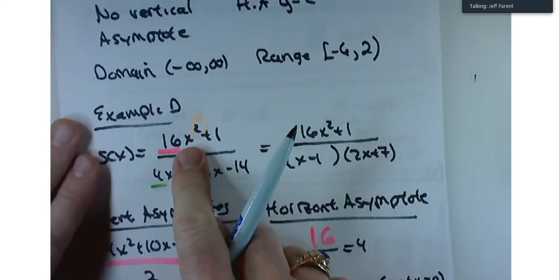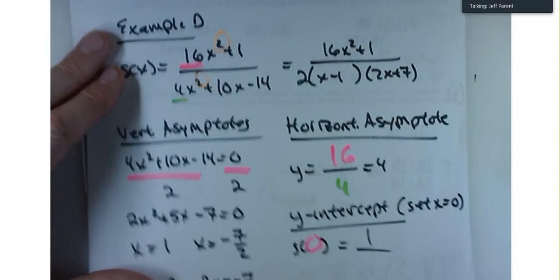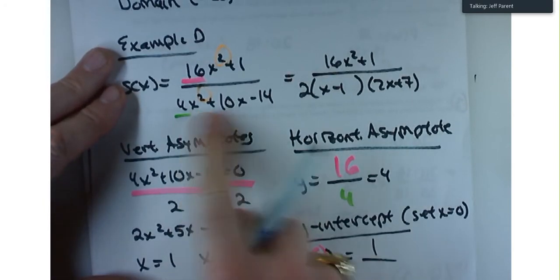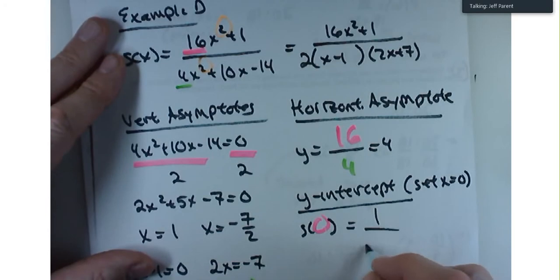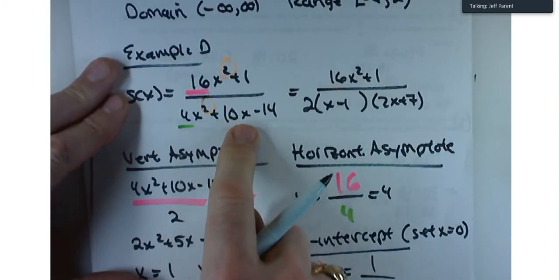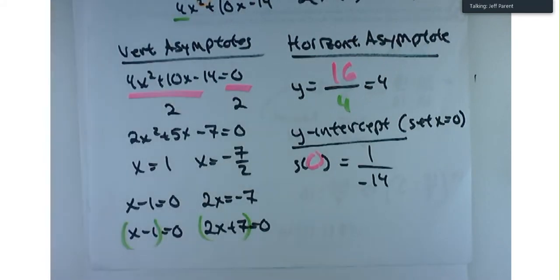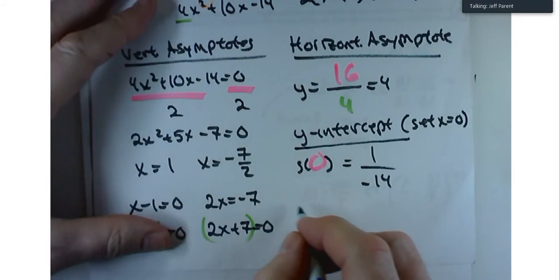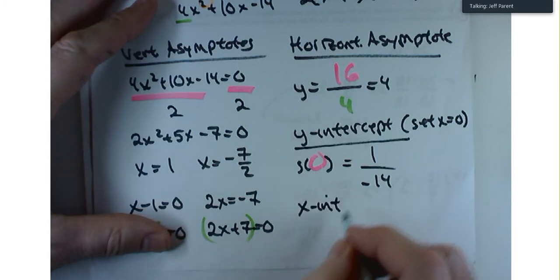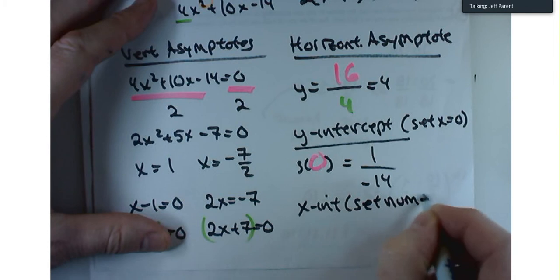In the numerator, it's going to be 16 times 0 squared. That's just going to be 0. I'll get 1. In the denominator, I'll get negative 14, because I'm using this form of the denominator. Both of those terms would be 0, minus 14. So kind of a small y-intercept. That's okay.